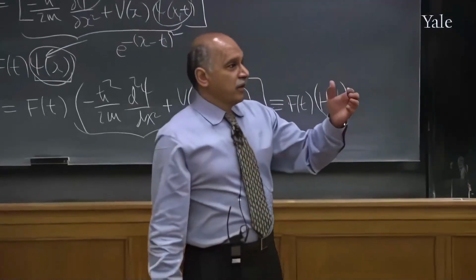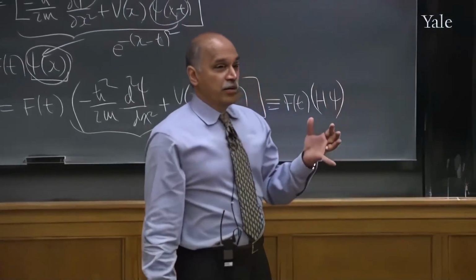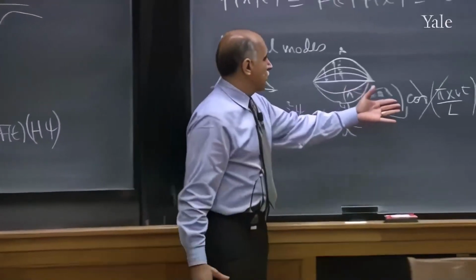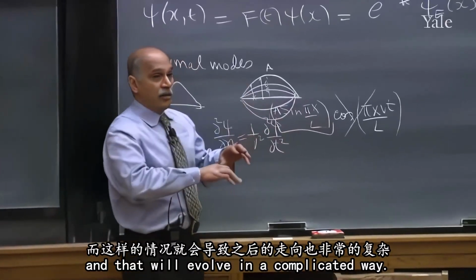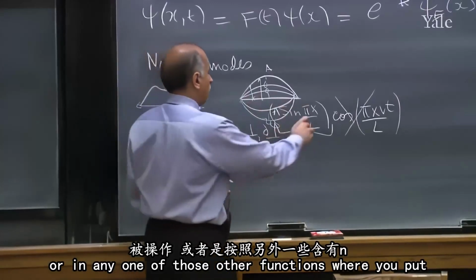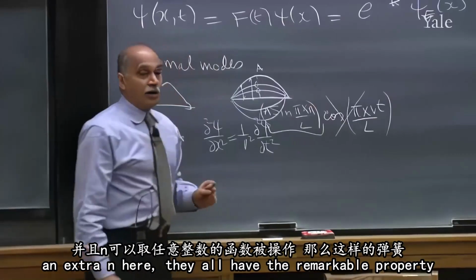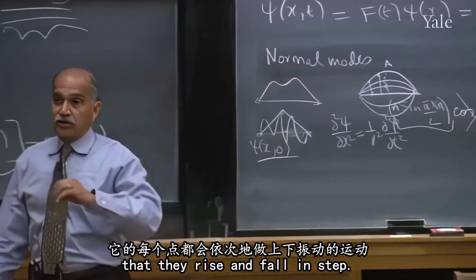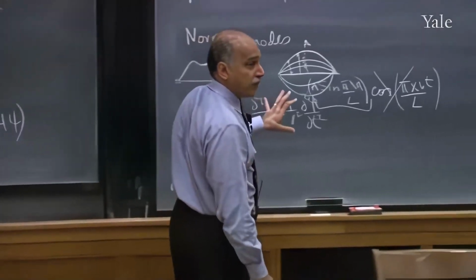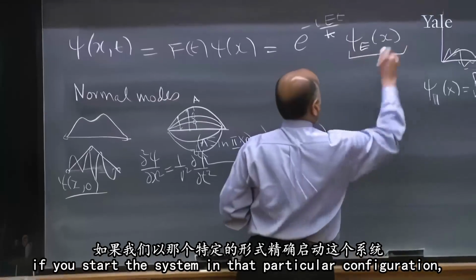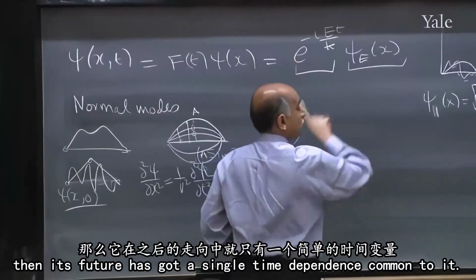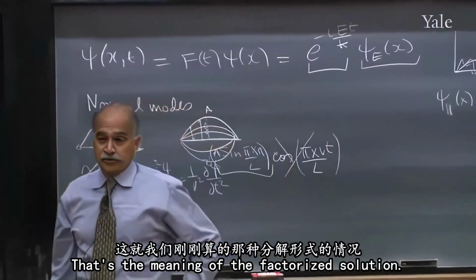Now, your question was, are there other solutions for the string? Of course. Typically, if you don't think about it and pluck the string, your initial state will be a sum of these normal modes, and that will evolve in a complicated way. But if you engineered it to begin exactly this way, or in any one of those other functions where you put an extra n here, they all have the remarkable property that they rise and fall in step. What we have found here is in the quantum problem, if you start the system in that particular configuration, then its future has a single time dependence common to it. That's the meaning of the factorized solution.